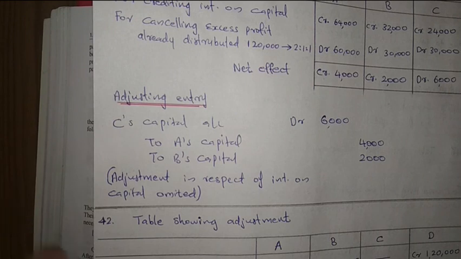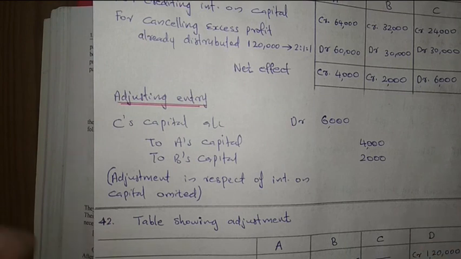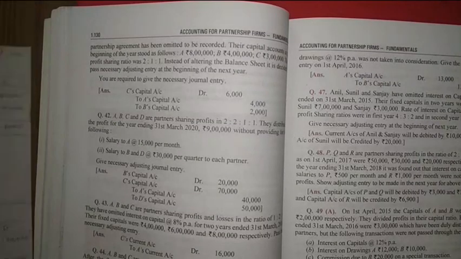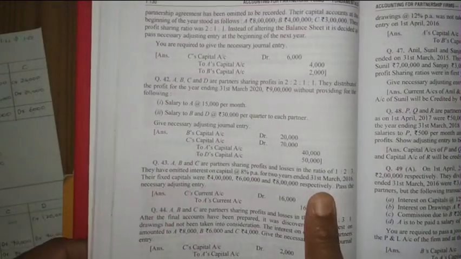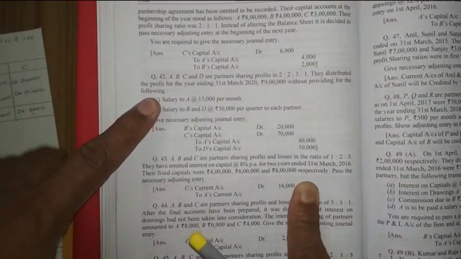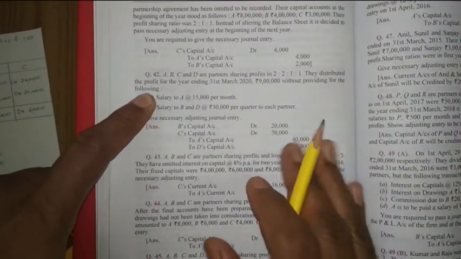Okay, now we can go to the second question. We will follow the same steps. Whenever we solve many questions and I give the explanation, you can easily understand. It is very interesting. So question 42. I am reading the question, you just follow.